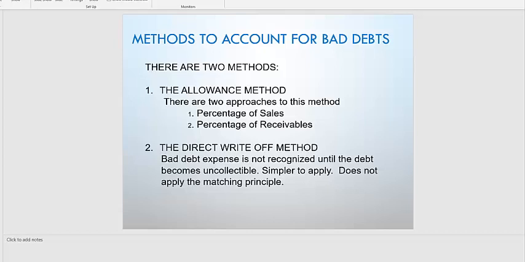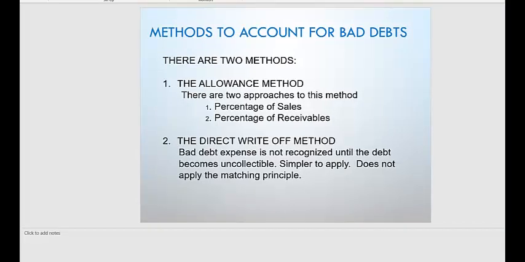There are two ways to estimate the bad debt under the allowance method. One way is to base the estimate for the adjusting entry on the percentage of credit sales the company had for the year. This is called the sales method. The other method is based on the percentage of receivables remaining at the end of the year. This is called the receivables method.